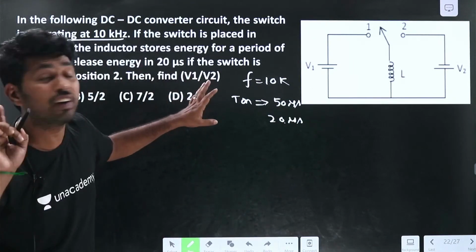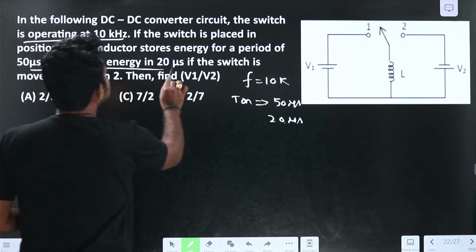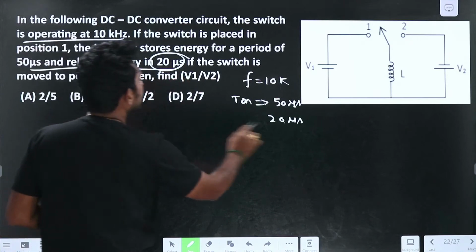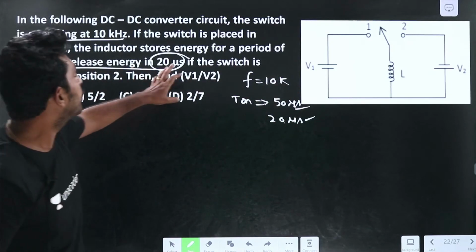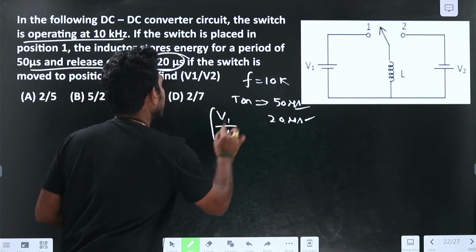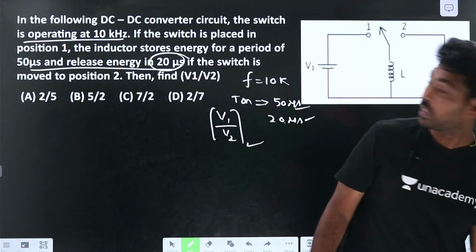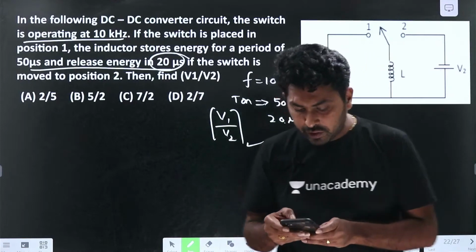Now what have they asked? They have asked for the total release of energy in the 20 microseconds, after the switch was in position 1 for 50 microseconds and then moved to position 2. We need to find V1 by V2. So try to find V1 by V2.